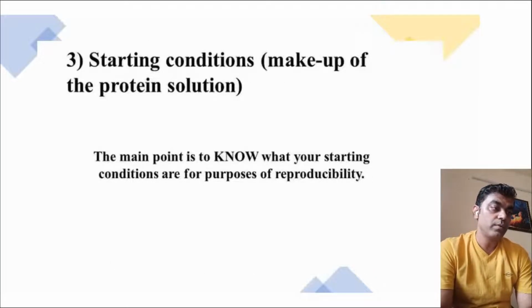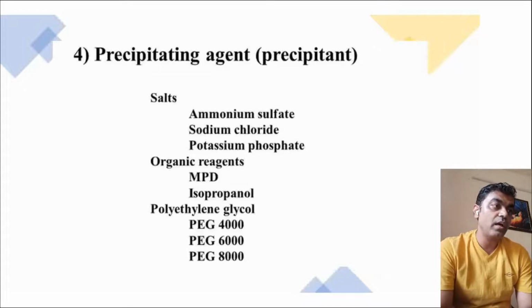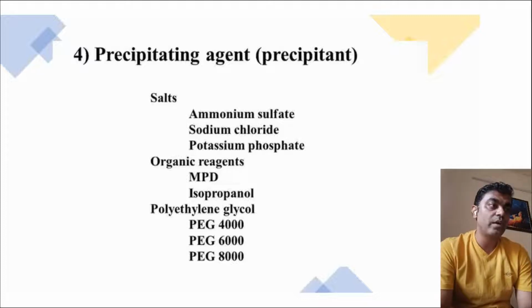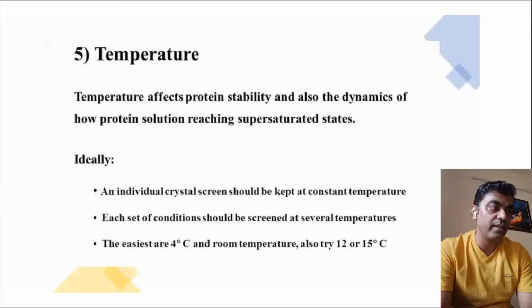Okay, so now the main point is to know that your starting conditions for purposes of reproducibility are set up. Now you should focus on the reagent part. Your precipitating reagent, as I said, there are several types of salts and organic reagents being used. So what reagents are you using? What is the concentration of the precipitant you are using? Those things have to be taken care of.